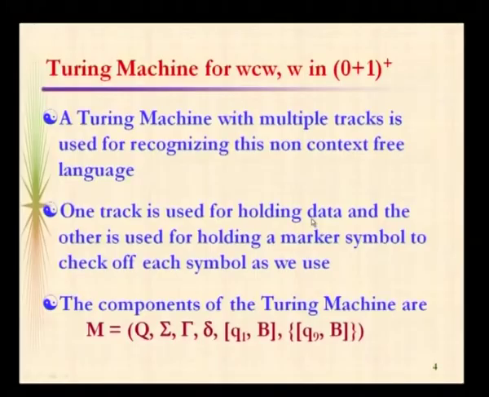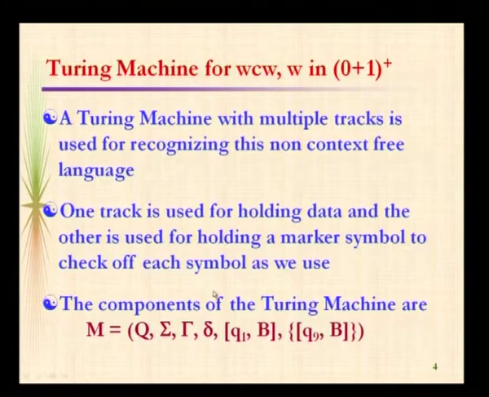We have a multiple track Turing machine, and this language is a non context free language. One of the tracks is used for holding the data and the other one is used for holding the marker symbol. The second track, which holds the marker symbol, says whether a symbol has already been processed or not, that is, it is used for checking each symbol as we use it. Once processed, we say it is marked, otherwise it is not a marked symbol.